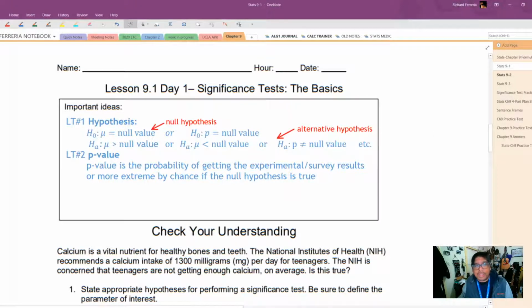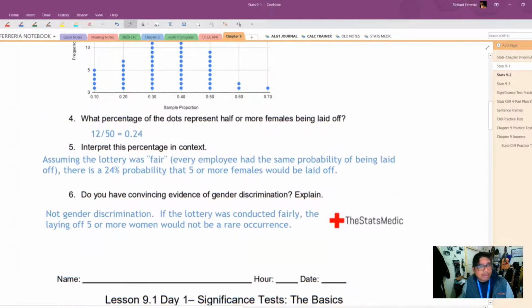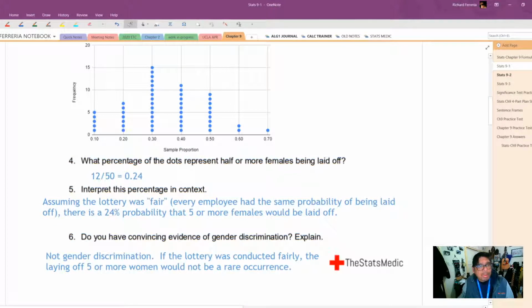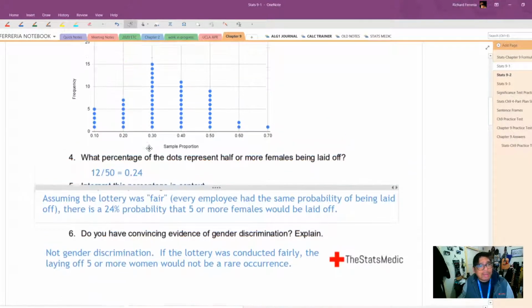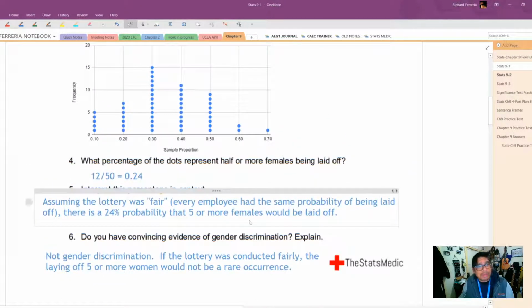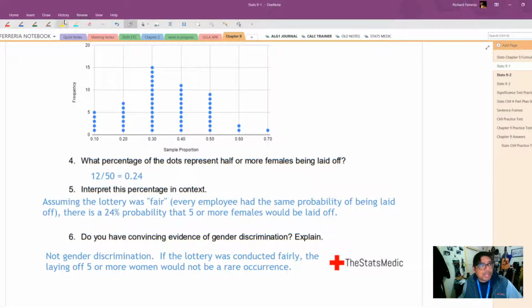So I'll show you where we saw the p-value. Over here, our survey result was actually how many people were fired, was 0.5. And here we calculated that the probability of getting 5 or more females, or 0.5 females or more laid off, was 24%. So this 24% right here, this was actually a p-value.